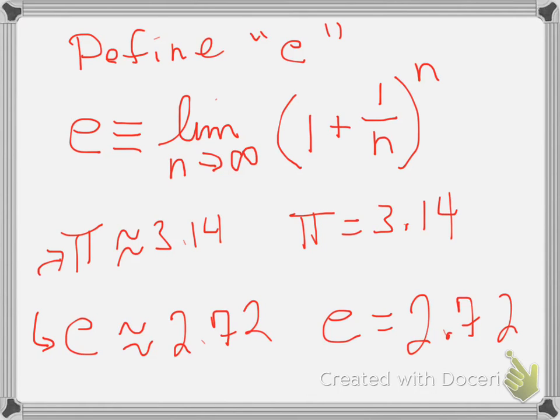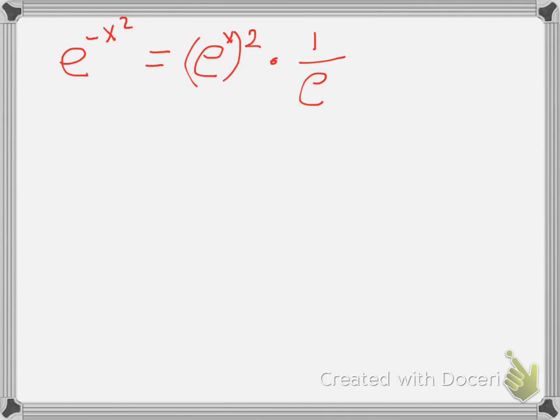Let's take a look. Do we want to graph these things first or solve? Let's solve them. Okay. Let's say we had something like e to the negative x squared power, and that equaled e to the x squared times 1 over e to the third power.